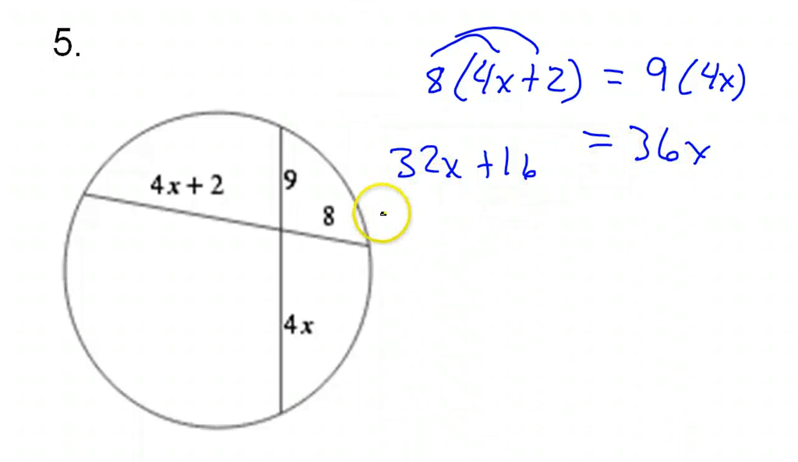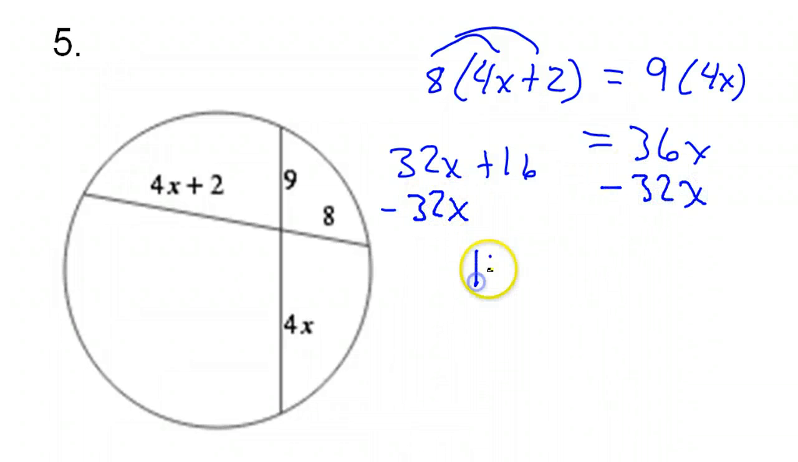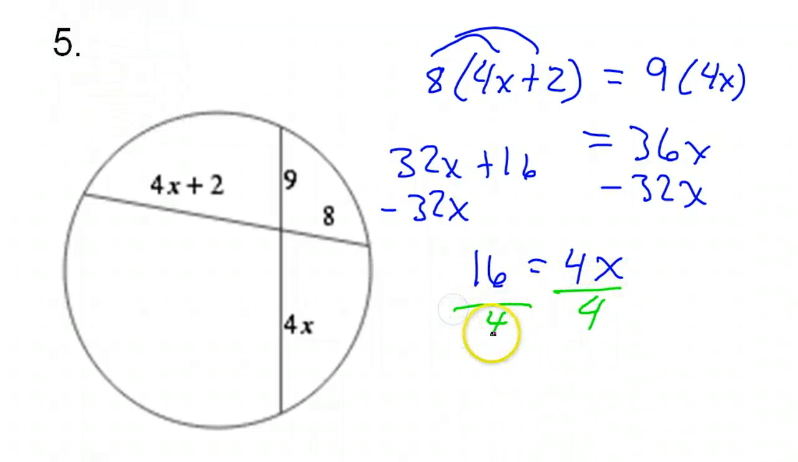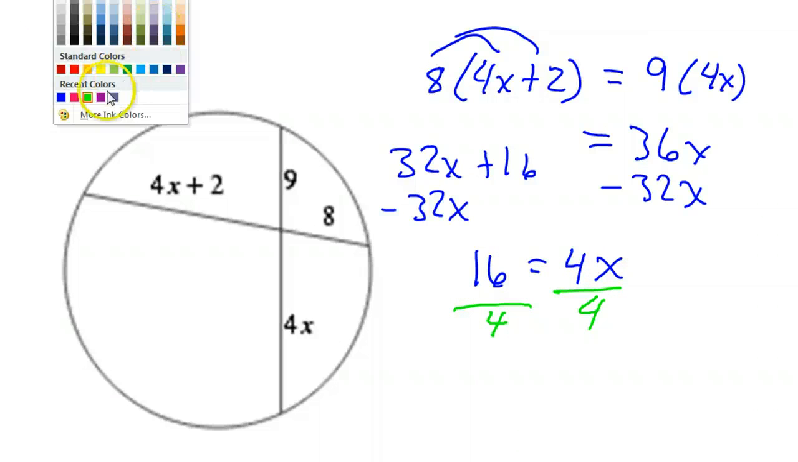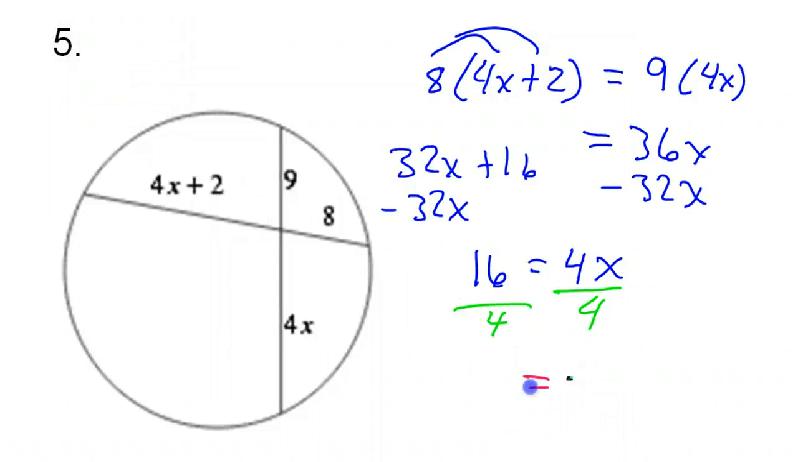I need to get these x's together. So I would recommend subtracting 32x from both sides. That's going to leave me with 16 is equal to 4x. Then I would divide both sides by 4. So I will get x equals 4.